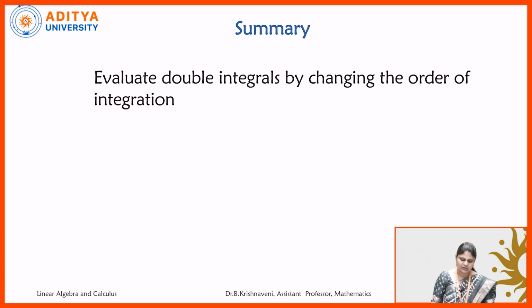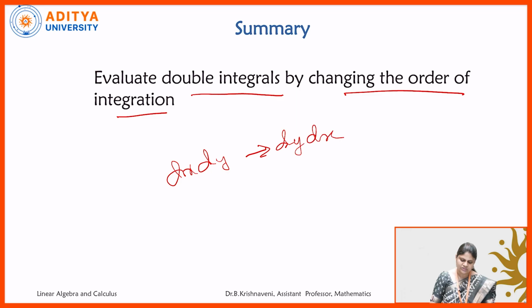So in this we got an idea how to find the double integration by changing the order of integration. Either you can change dx dy to dy dx by taking a vertical strip, or you can change dy dx to dx dy by taking a horizontal strip.